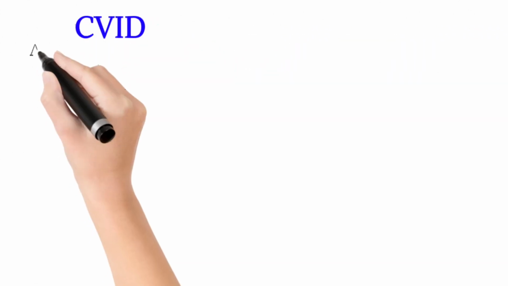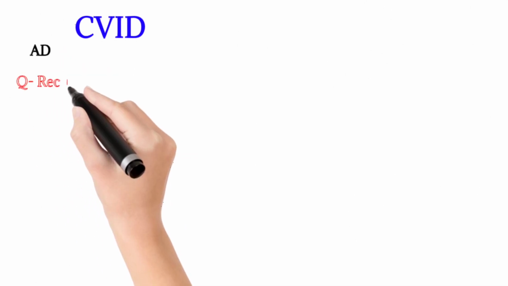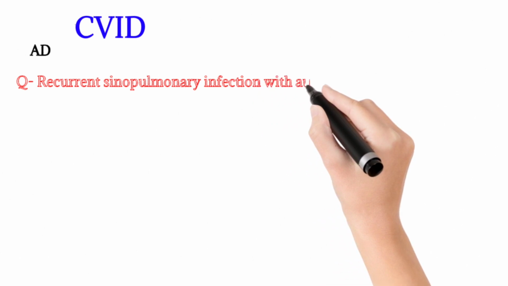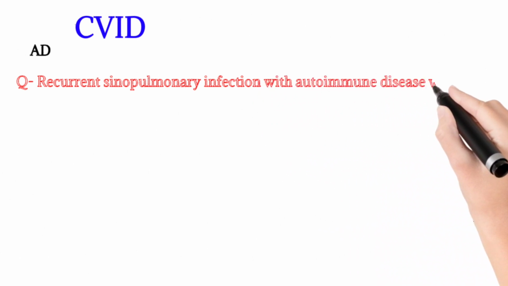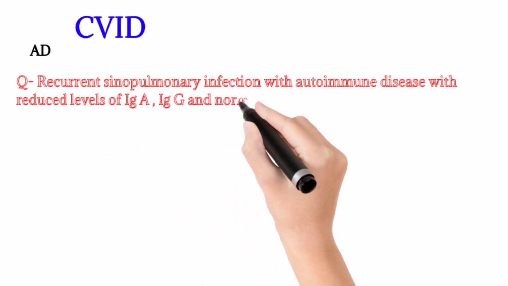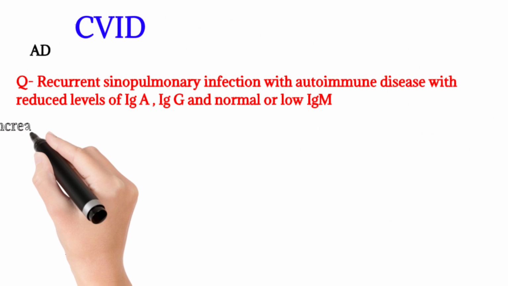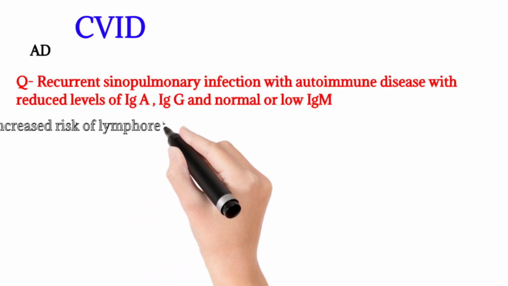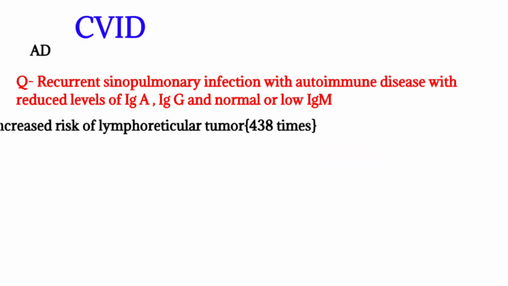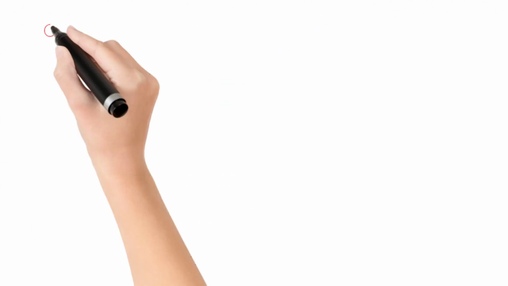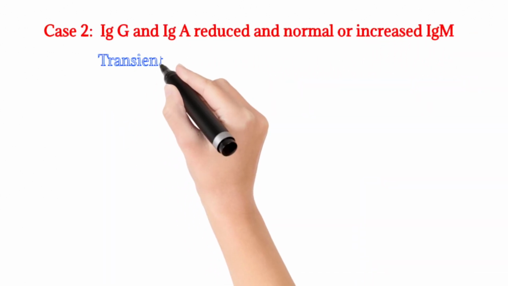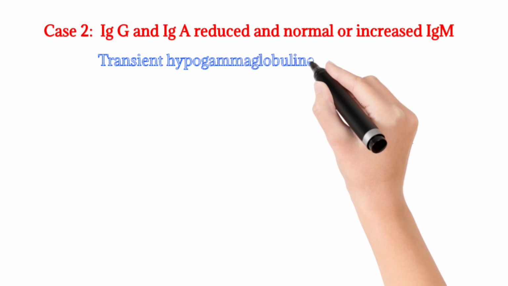Now we have CVID. In CVID, the inheritance is autosomal dominant. There is recurrent sinopulmonary infection with autoimmune disease like autoimmune hemolytic anemia, with reduced levels of IgA and IgG and normal to low IgM. There is increased risk of lymphoreticular tumor. Okay, this type of history we get in CVID. Now scenario 2: the IgG and IgA levels are reduced with normal or increased IgM.